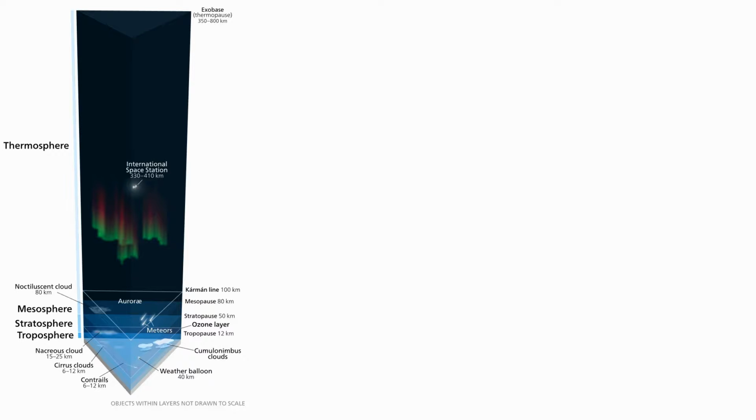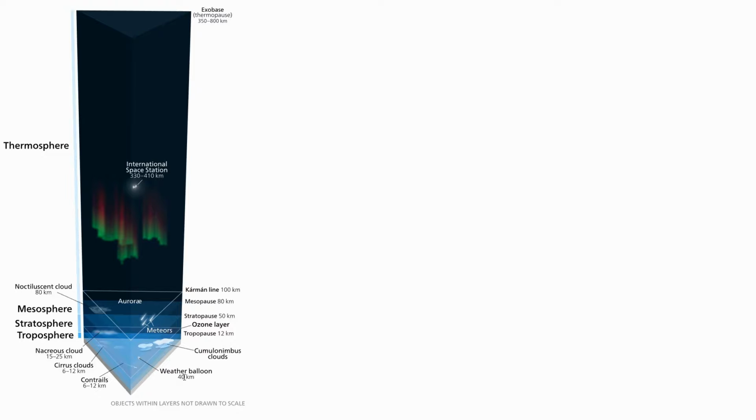Here's another diagram taken from Wikipedia. This one is not to scale, but it kind of gives you a relationship as to where you see certain phenomena in the Earth's atmosphere. So starting at the bottom, you can see how you have contrails, those trails of condensing water vapor that you see from airplanes sometimes, at the lowest levels of the atmosphere, really, 6 to 12 kilometers up.